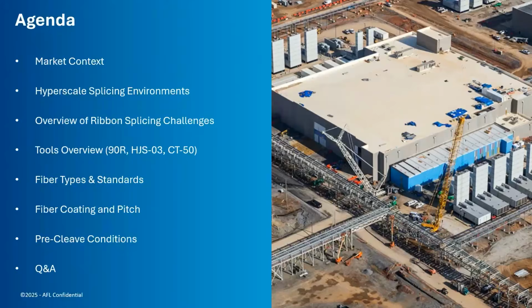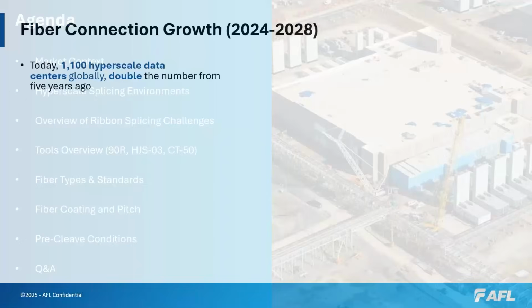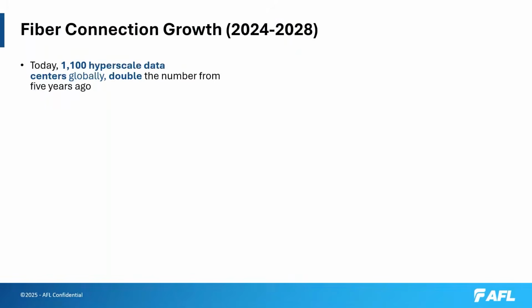Let's start with the hyperscale industry and what we're dealing with. Today, we have approximately 1,100 hyperscale data centers in existence globally. This has doubled in size from just 5 years ago. So there's a massive influx of materials. Matter of fact, if you look at the fiber miles allocations, the majority of this stuff is going into this hyperscale build.